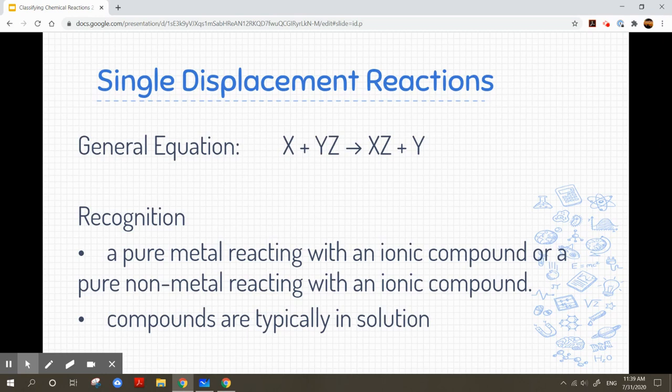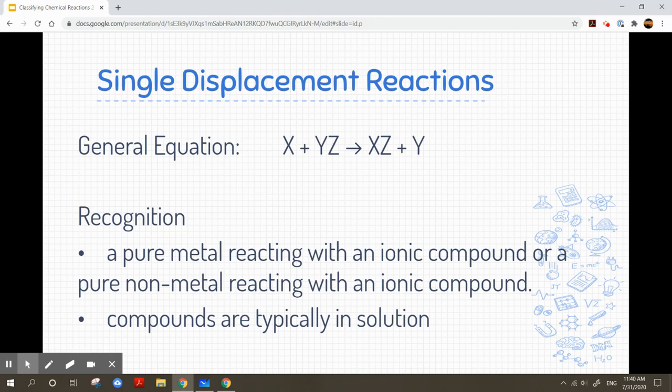Our general equation: we have some metal X reacting with an ionic compound YZ. That's how we recognize it, a metal reacting with an ionic compound. The products of the chemical reaction show a displacement on paper, where the metal X displaces, or you can think of it as knocking, the other metal out of the compound. So X knocks Y out of the compound. We end up with a new ionic compound, which I've written as XZ, and then we have some new metal which is produced.